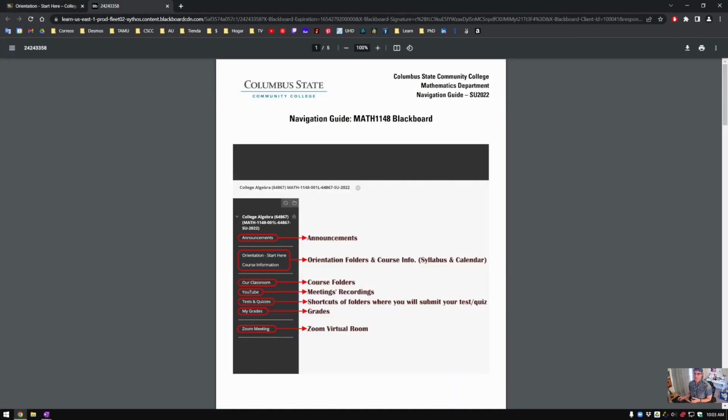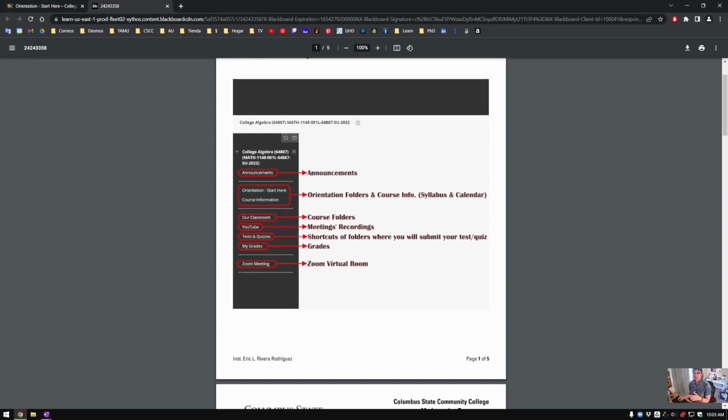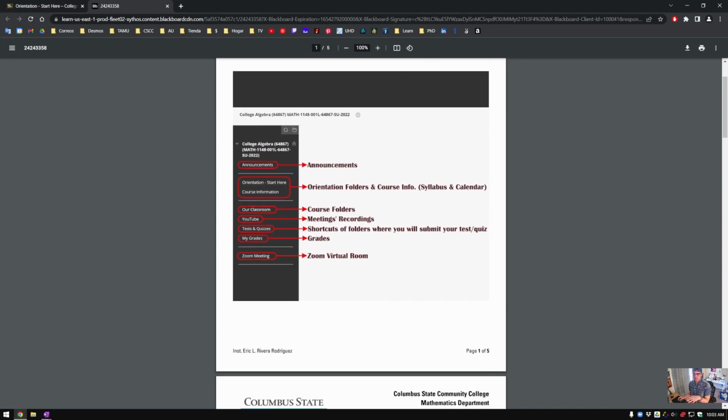And this document that I prepared for you is a navigation guide through Blackboard. So just in case you have doubt where the stuff is, you can go to this document and know the meaning of each button on Blackboard. This is the desktop version. I haven't worked on the cell phone version, so if you're using your cell phone, it might look a little bit different, but the content is going to be the same. Okay.